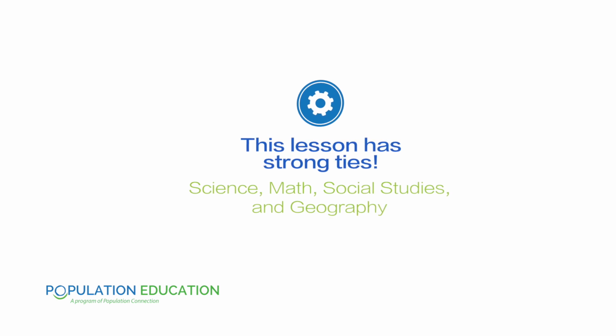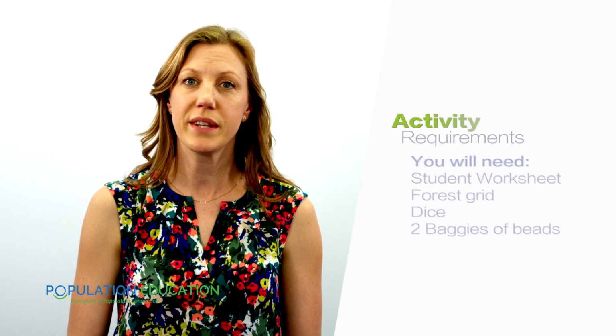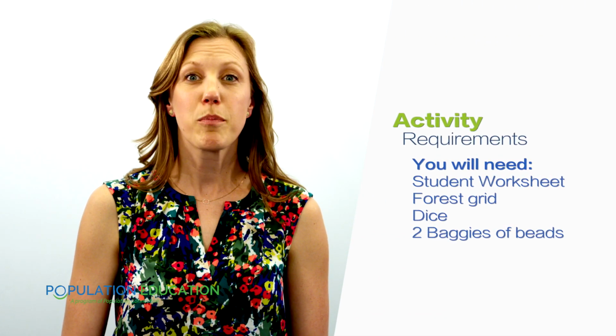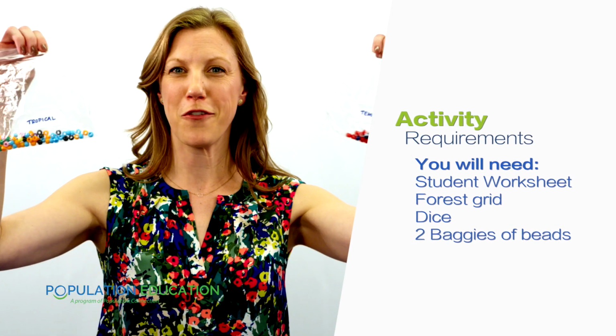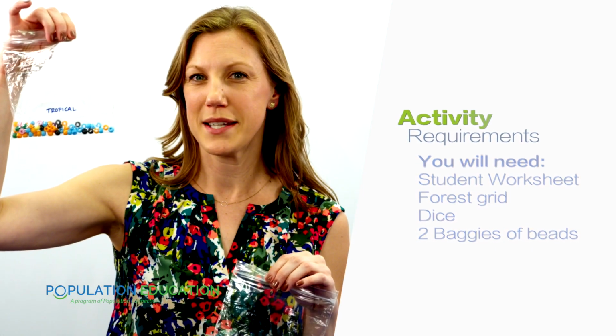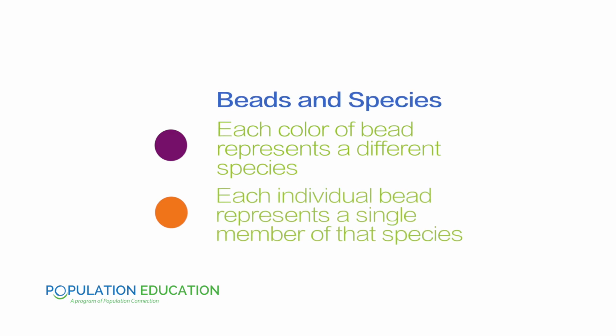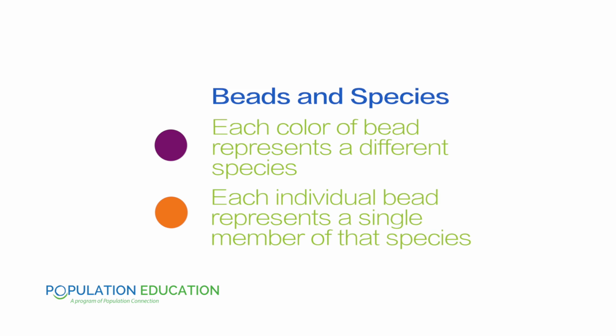Science and math are strongly at play in this lesson, but there is a bit of social studies, geography really, as well. For the activity, each small group of students will need a copy of the student worksheet, the provided forest counting grid, a dice, and 2 baggies of beans or colorful beads, one representing the temperate forest and the other the tropical forest. We give you instructions for preparing these baggies right in the lesson plan. Each different color bead represents a different species, and each individual bead itself represents one individual of that species. Let's begin.